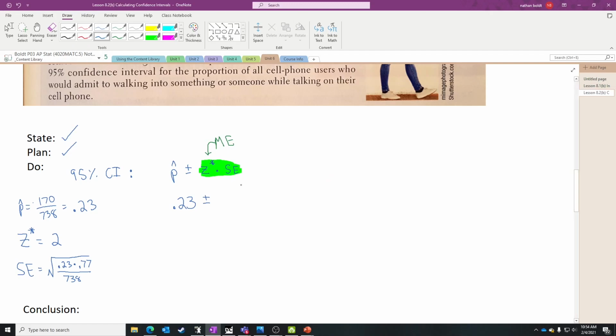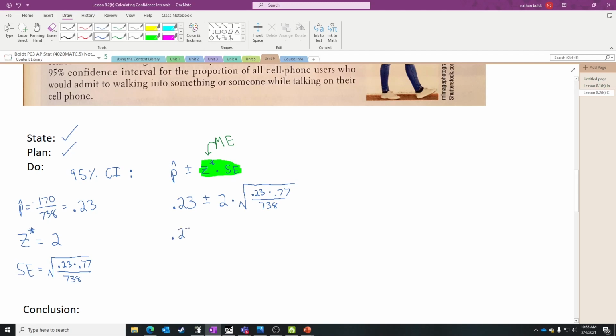Plus or minus 2 times, I might as well put the whole thing. If you want to see the whole thing as one big formula, might as well, right? The square root of 0.23 times 0.77 divided by 738. That's going to give us our interval. So now we have only numbers. It's just plugging this into the calculator.